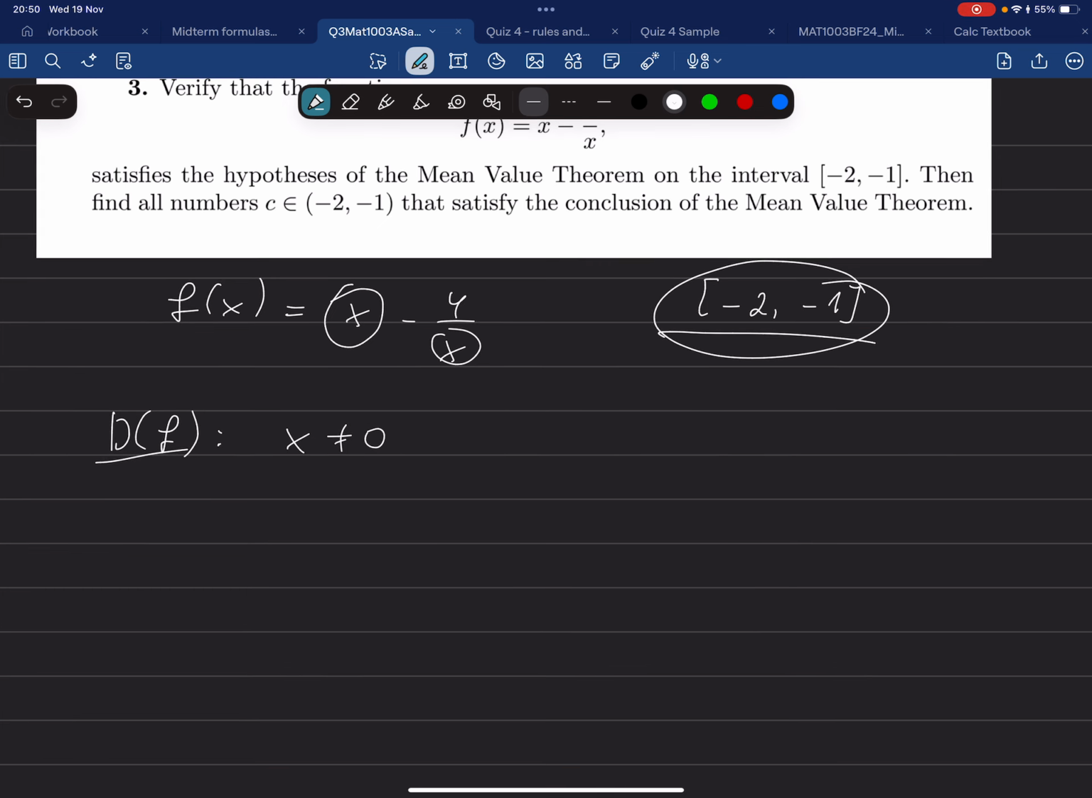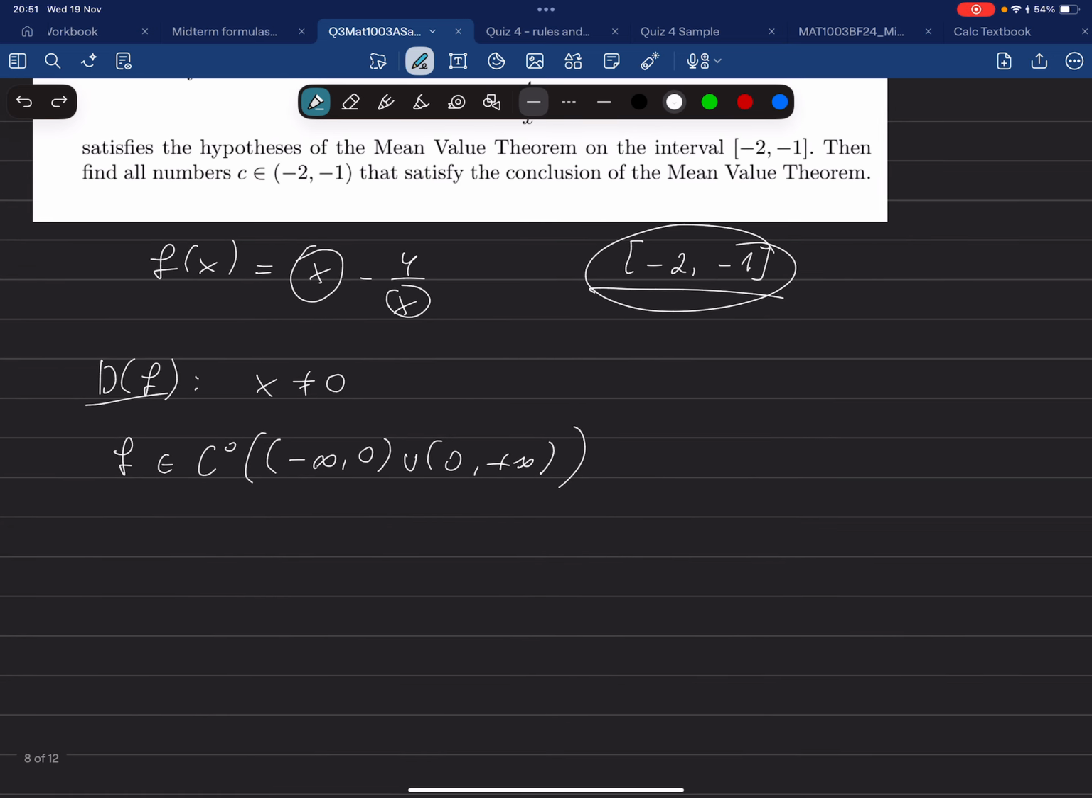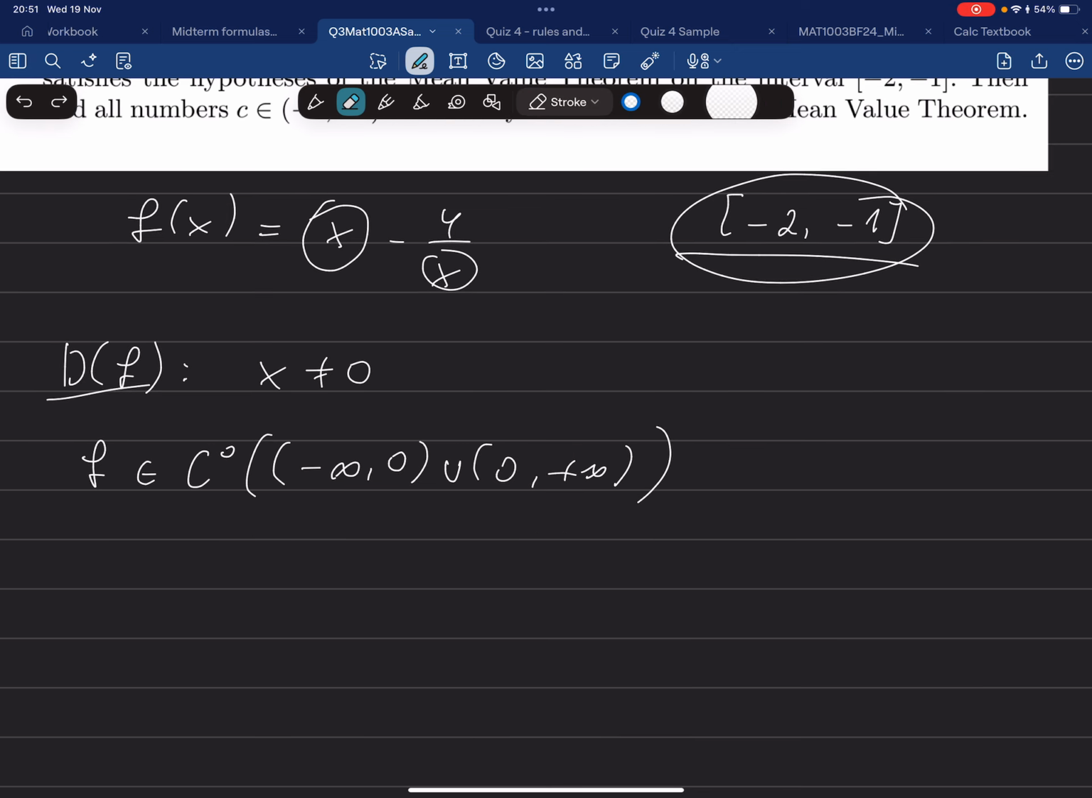Okay, and that's pretty much it. In order to write it more rigorously, we'll need to write it this way. F is C0, which means continuous, over the interval from -infinity to 0, in union with 0 to +infinity. Basically, any value except for 0. It cannot be 0, okay? And then, I've explained this in a previous video, it follows that f is also continuous over the interval from -2 to -1 by restriction.